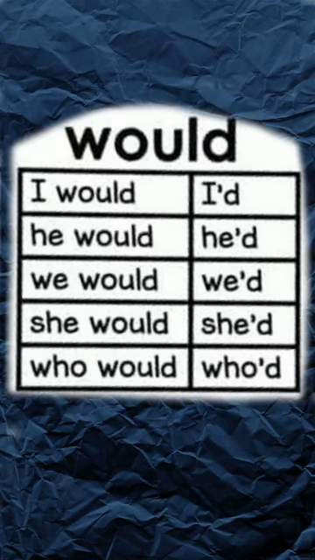The next one is would. I would, he would, we would, she would, who would. For all of these you drop w-o-u-l and then only write d. Instead of those letters you put an apostrophe and add just the letter d. I apostrophe d becomes I would. He apostrophe d becomes he would. We apostrophe d becomes we would. So that's how it is.